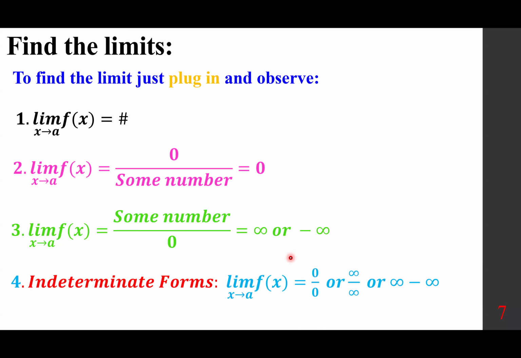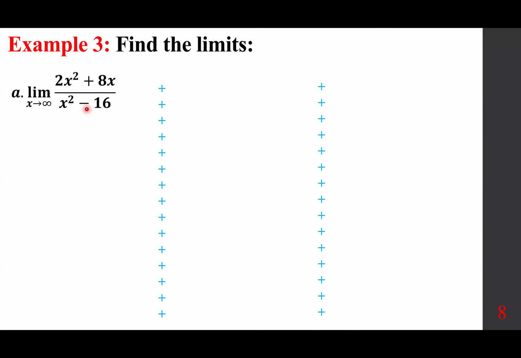However, most of the time in calculus, we end up with indeterminate forms. Examples would be 0 over 0, infinity over infinity, infinity minus infinity. All right. If we plug in here, if we replace the x with infinity, we end up with infinity over infinity. So what is the technique?